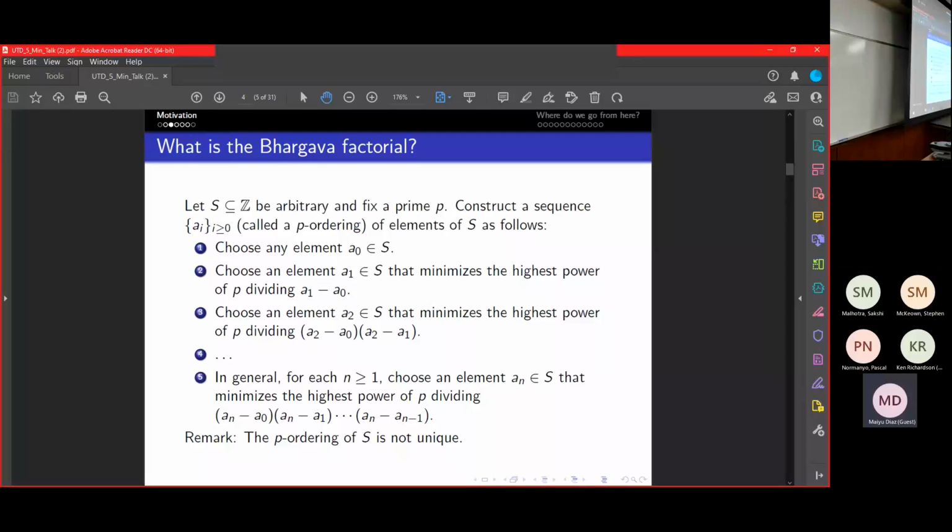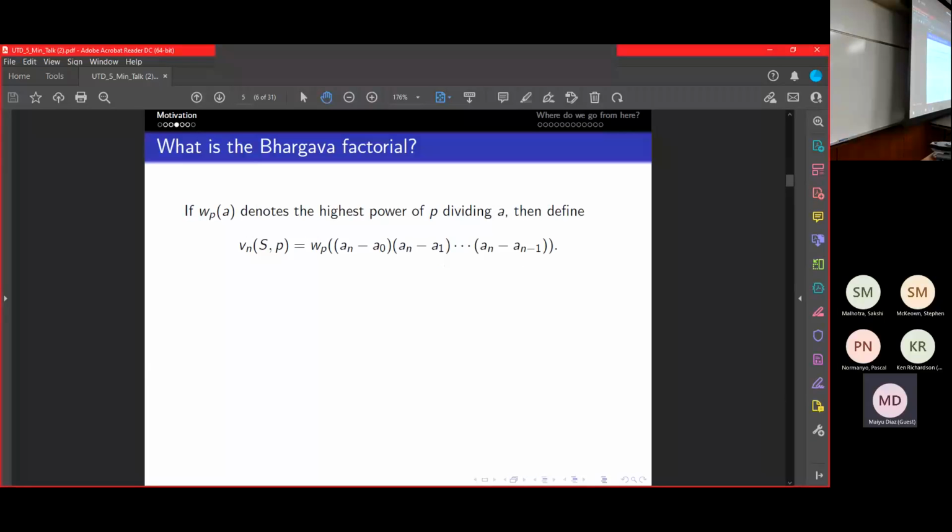First, we pick an element from S, call it a0. The second element that we're going to choose is a1, and the way that this is chosen is that it minimizes the highest power of p that divides this difference, a1 minus a0. Then I'm going to choose a third term that minimizes the highest power of p dividing the product of these pairwise differences, a2 minus a0 and a2 minus a1. And I want to continue with this process for each natural number such that we minimize the highest power of p dividing these pairwise differences of products that we have here.